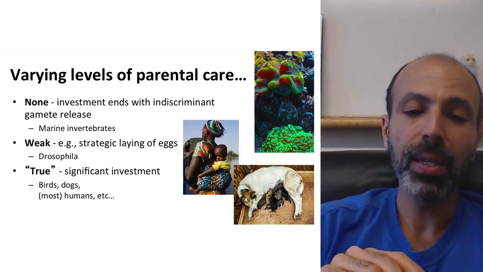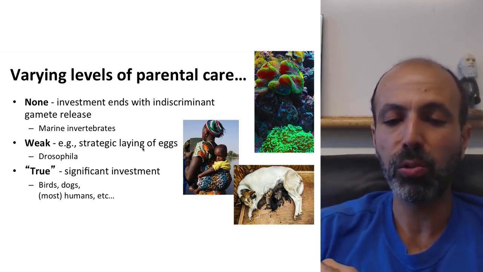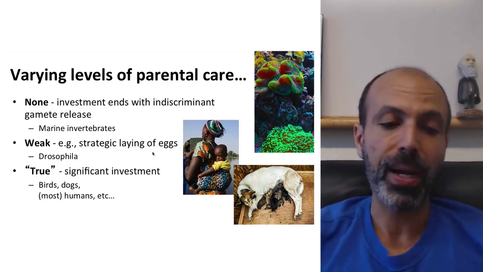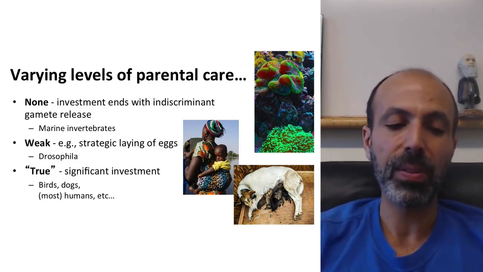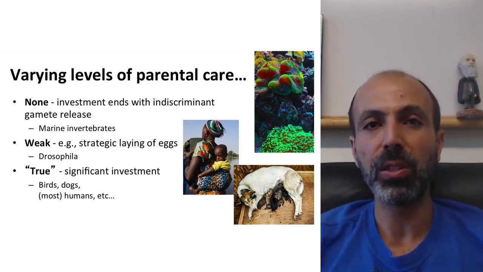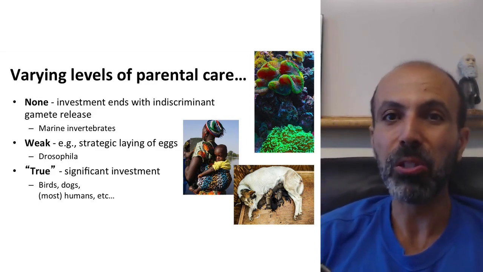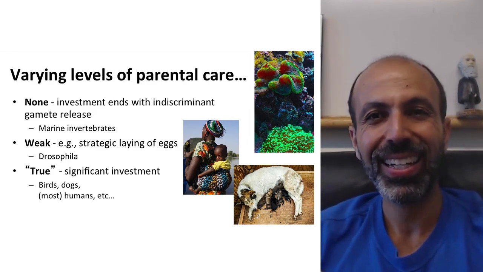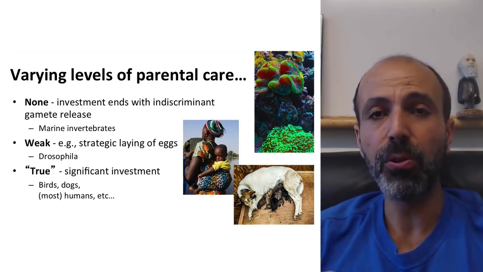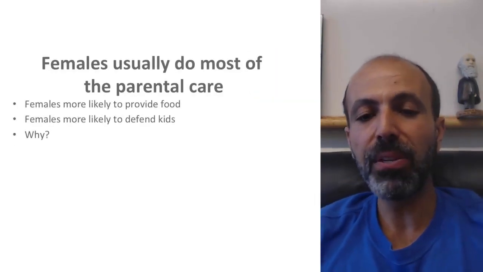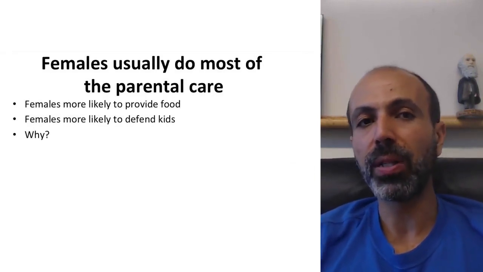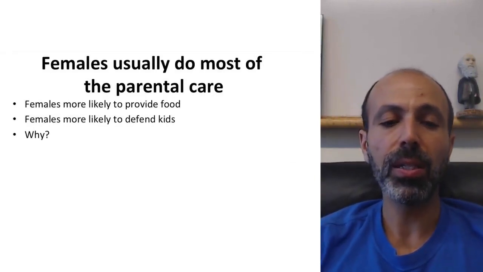There are some weak examples of parental care, such as the strategic laying of eggs in optimal spots, and you see this in fruit flies. And of course, there's true parental care, where you have significant investment, with birds, for example, provisioning their young, dogs, most humans, things like that. Now, many of you realize that, especially when we're looking at mammals and birds, it's females that usually do most of the parental care. Now the question is why?